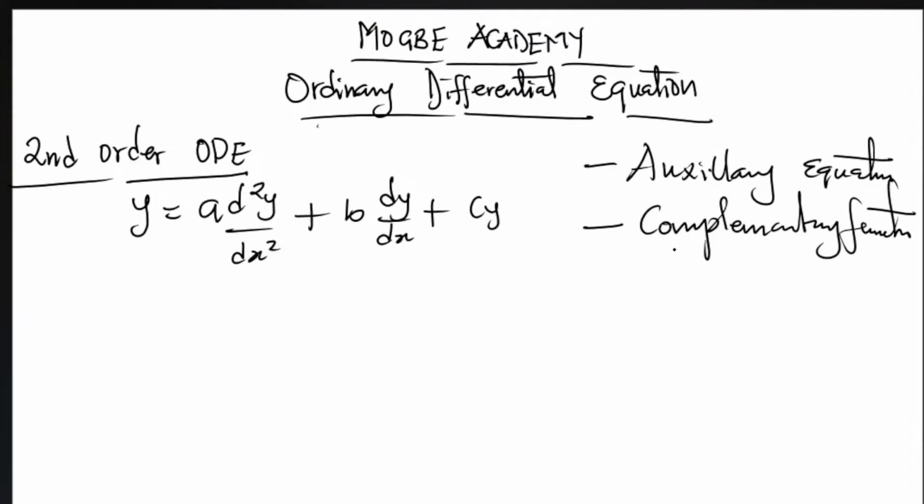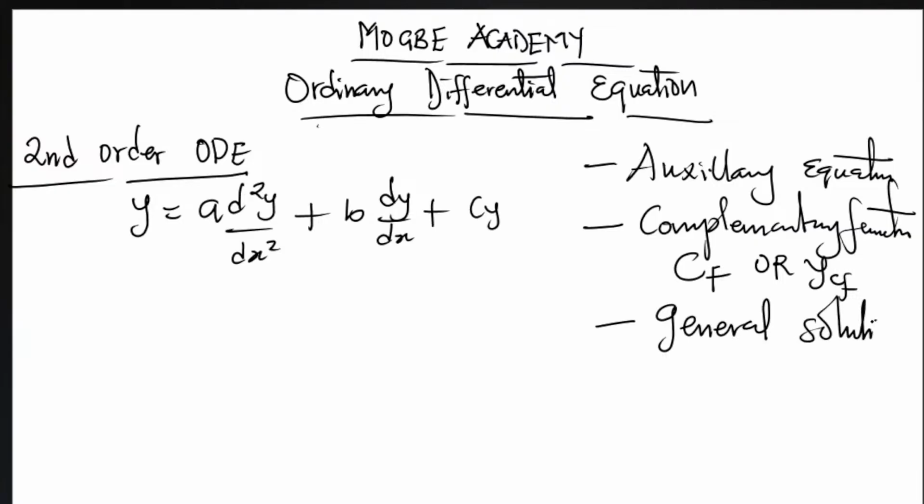Complementary function, which is denoted with C subscript F or Y subscript CF. So any of these parameters that you see, you should know that you are talking about your complementary function. Another parameter which we need to note is what we call our general solution. Our general solution. When can we use our general solution equation to solve?